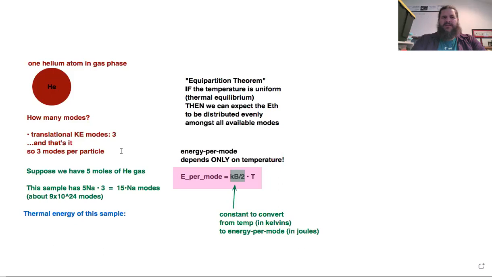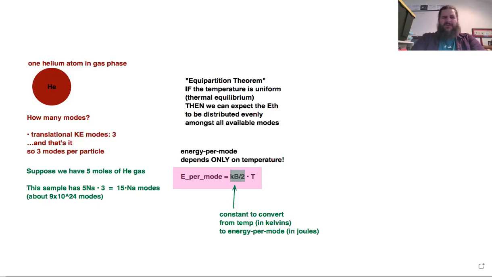Yeah, we can just multiply the energy per mode, Kb over 2 times temperature, times the number of modes, 15 times Avogadro's number. Because we know that each one of those modes has that tiny amount of energy. So number of modes total times energy per mode. Modes and modes cancel out, so you just get total energy. So we get number of modes total, 15 times Avogadro's number, times energy per mode, Kb over 2, Boltzmann's constant over 2, times the temperature. This should tell us the thermal energy of the whole sample.